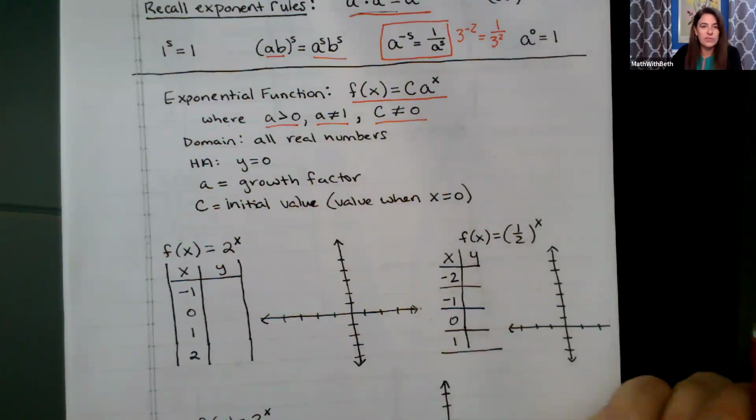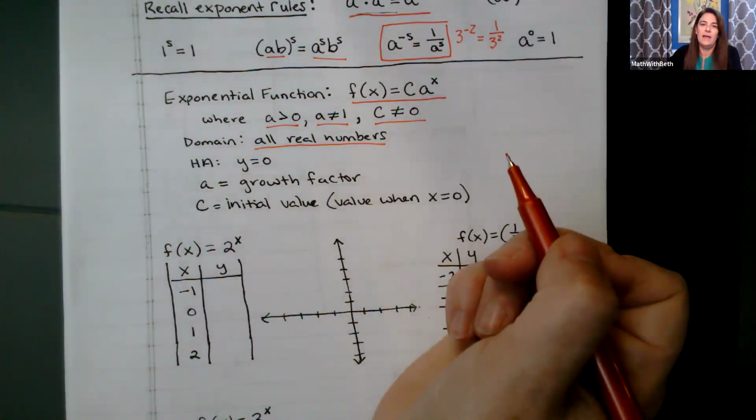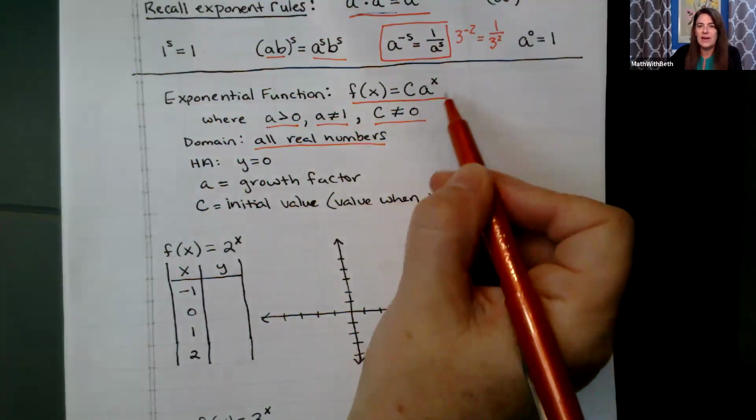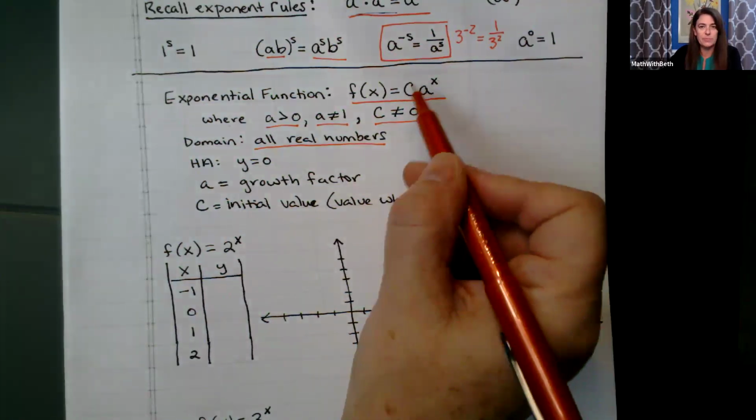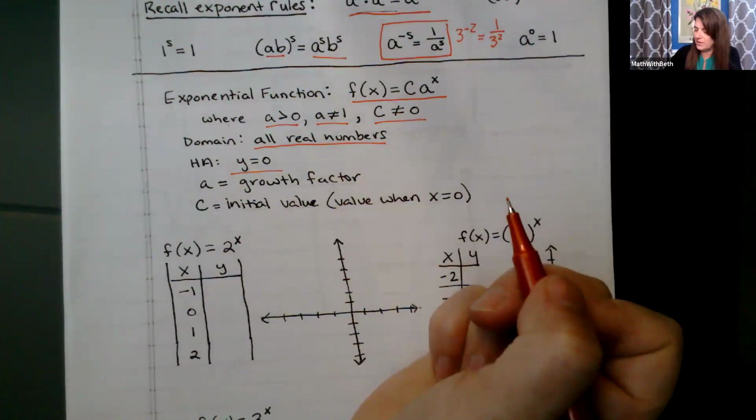The domain you're going to see when we start graphing is going to end up being all real numbers. And if nothing has been added or subtracted, if it's just the most basic version of this, you are always going to have a horizontal asymptote at y equals 0.